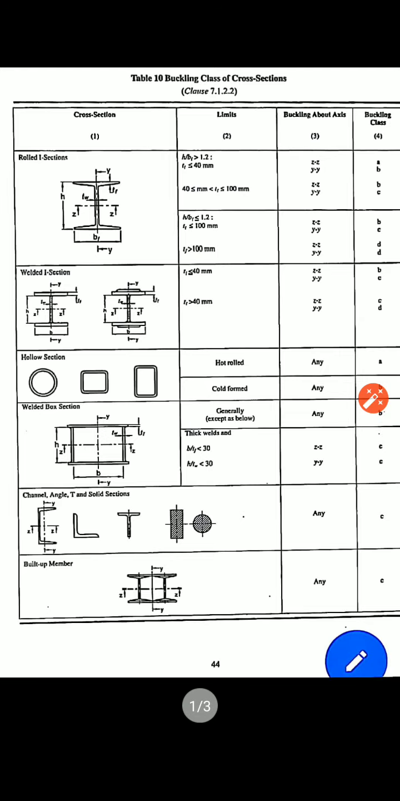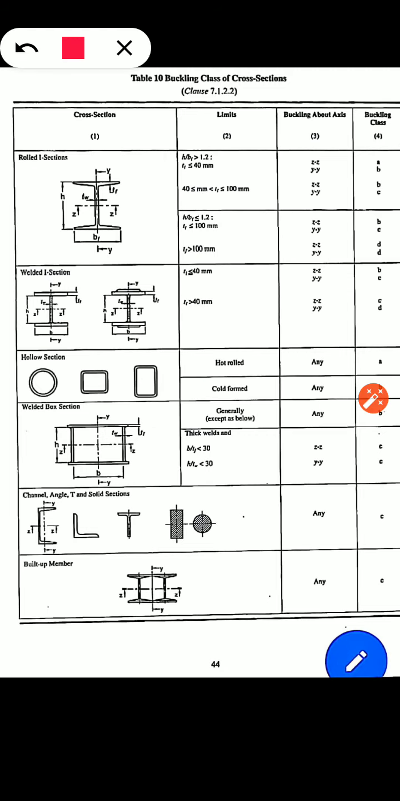So this is Table 10, buckling class of cross sections. Our section belongs to the second category, that is h by bf ratio is less than 1.2. We got the h by bf ratio as 1 and thickness of flange is less than 100, we got 9.7. So it is buckling class B for the ZZ axis and buckling class C for the YY axis.